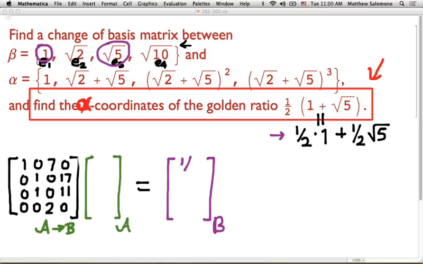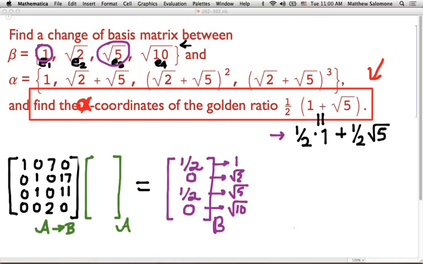1/2 plus 1/2 square root of 5, over 2. So I'm going to have a 1/2 in the square root of 5 entry, right? Because remember, the B basis is 1, square root of 2, square root of 5, square root of 10. So I have 1/2 times 1 plus 1/2 times square root of 5, but I don't have any square roots of 2, and I don't have any square roots of 10. So there are the B coordinates of the golden ratio.